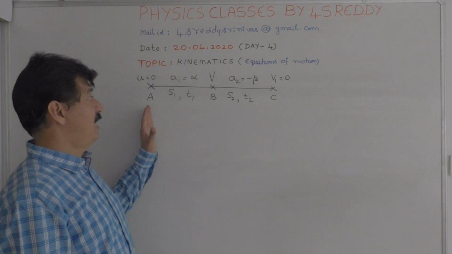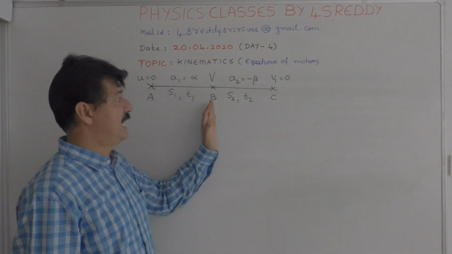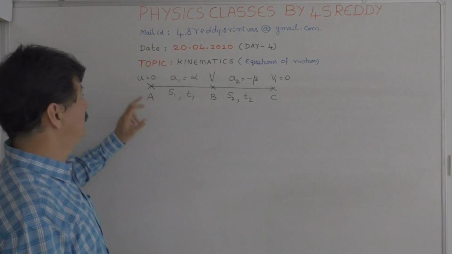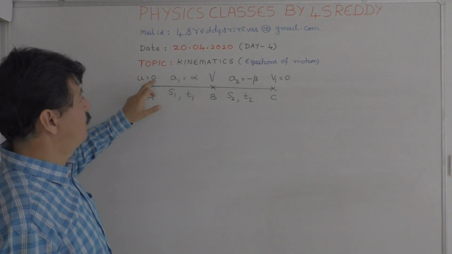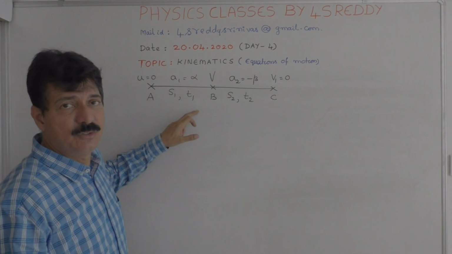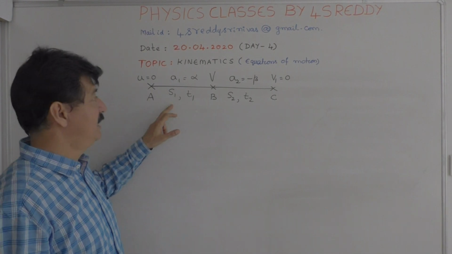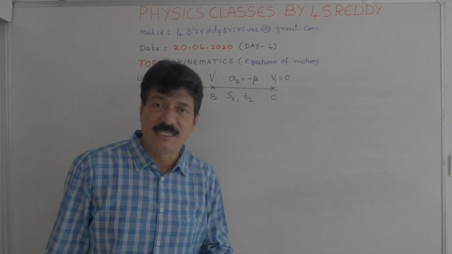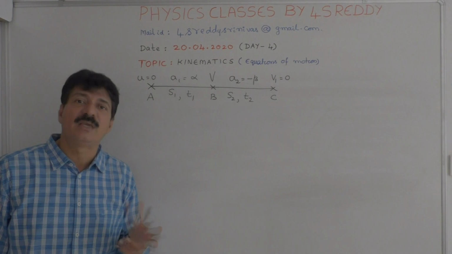So, it travels from A to B with acceleration. It travels from B to C with retardation. Once you know that, the other things that we know: U is known, V is known, A is known. If you want time, you can use V = U + at. If you want distance, you can use V² − U² = 2as. So, in this concept, we require two equations of motion.